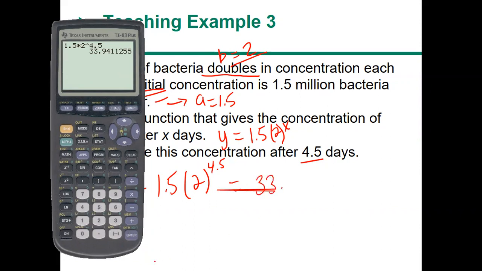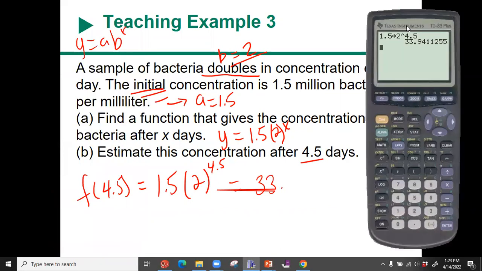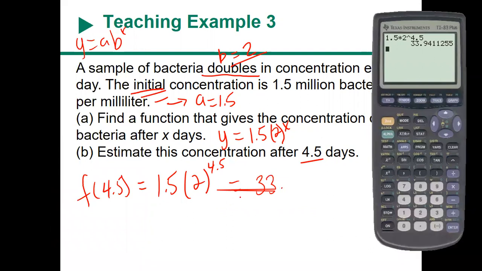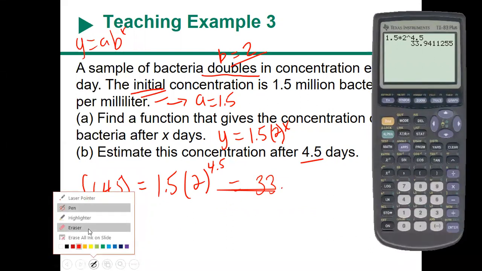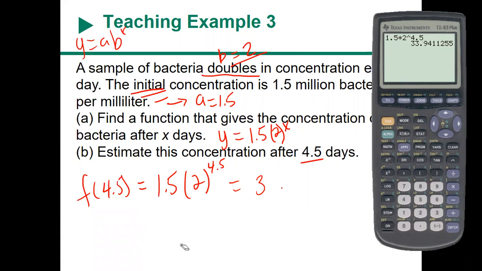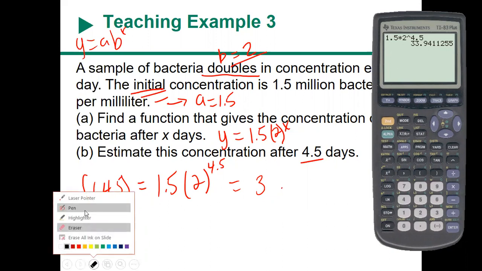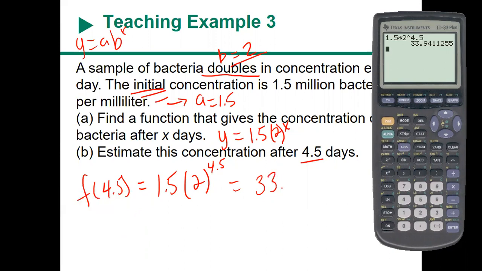My pen did that on its own. Sometimes it gets a little funky. 0.9 mil. Oh my gosh, you really want me to write out more? Million. Is that better?